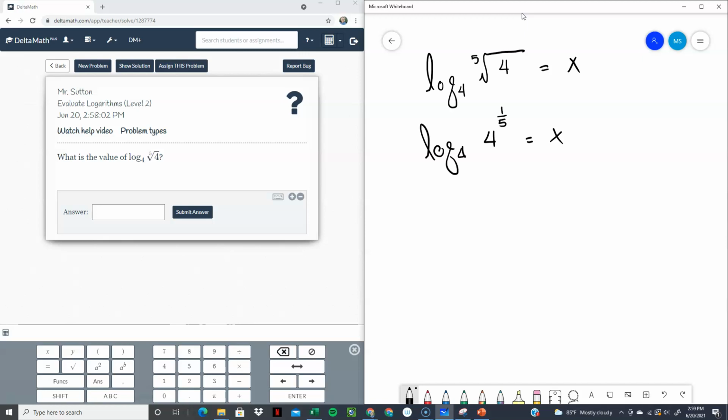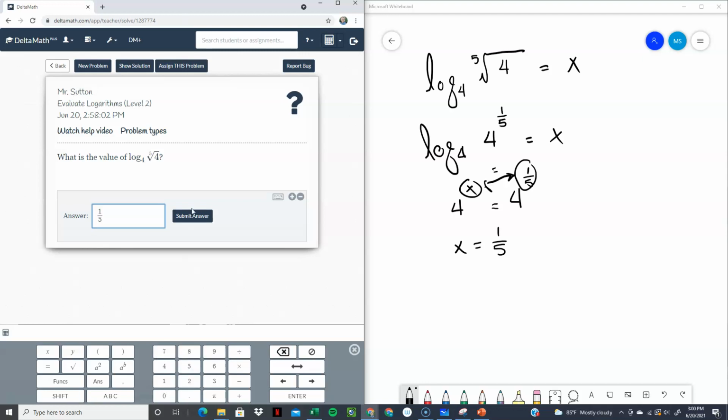So our base is 4, right? Base is 4, x is our exponent, equals, and then our answer here is 4 to the 1/5. Now we can see that for these to be equal, these exponents have to be equal as well. So x equals 1/5. So that would be our answer here, 1 divided by 5.